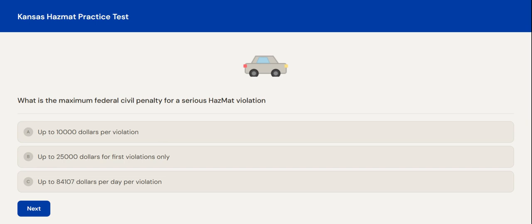Let's move on. What is the maximum federal civil penalty for a serious hazmat violation? Up to $102,000 per day, per violation. As of 2026, federal adjustments have pushed this penalty well beyond the previous $84K limit.